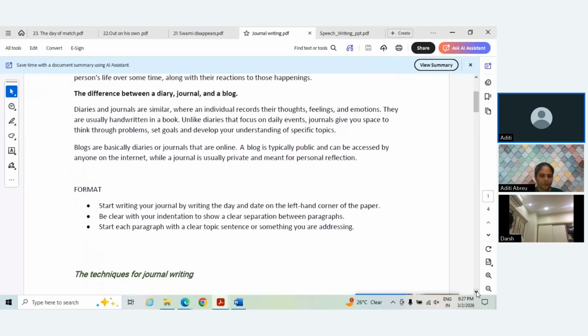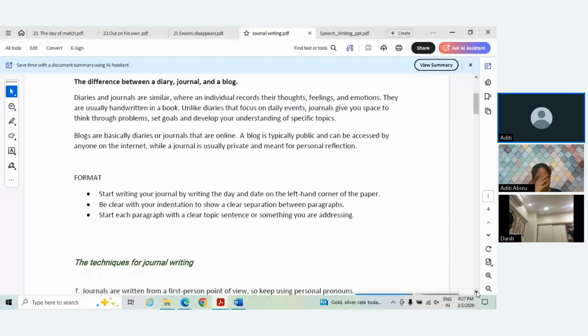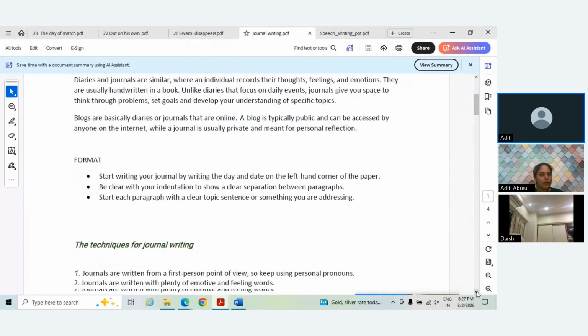Now, what is the format? As per Cambridge, you have to write the day and date on the left hand corner. You have to be clear with indentation to show clear separation between paragraphs. Your teacher will tell you if you have to leave a line between paragraphs or not. This second line you have to follow as per what your school teacher says. Each paragraph has to have a clear topic sentence. What is a topic sentence? Whatever the paragraph is about. That's your topic sentence.